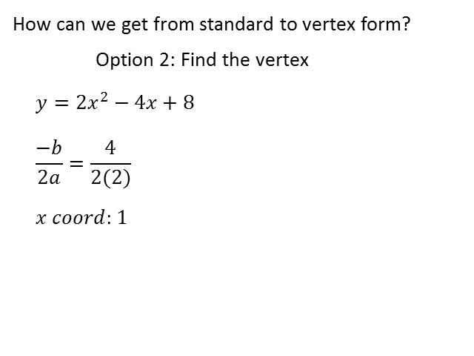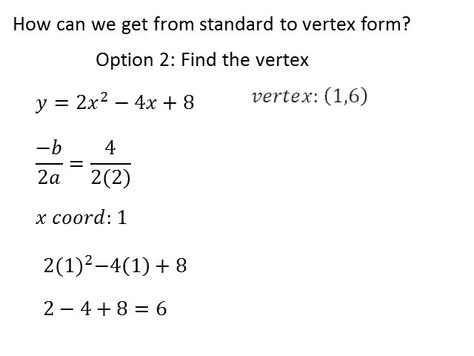Now I plug that back in to get the y-coordinate for the vertex. So I have 2 times 1 squared minus 4 times 1 plus 8. This is going to be 2 times 1, which is 2, minus 4 plus 8. That's going to be 6. So the y-coordinate is 6. So the entire coordinates for the vertex are (1, 6), which if you remember from vertex form, the x-coordinate for the vertex is h, the y-coordinate for the vertex is k.